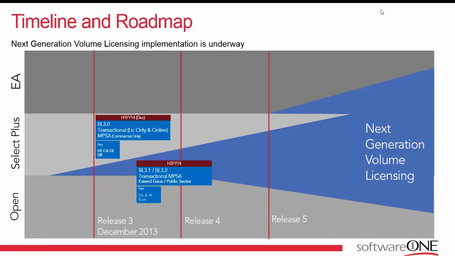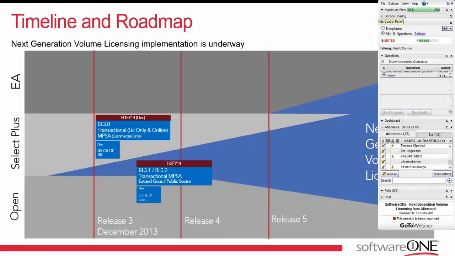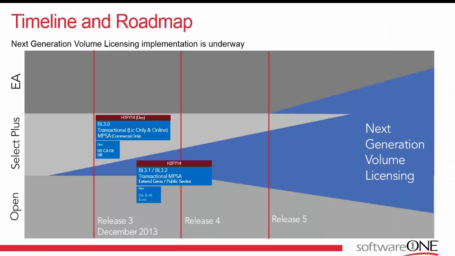Like Select and Select Plus, you can purchase perpetual products, but today only without software assurance. As I've mentioned, we do expect software assurance to be made available again in summer 2014. However, you can purchase online services like Office 365 and Windows Intune through NGVL, and that can be done today.